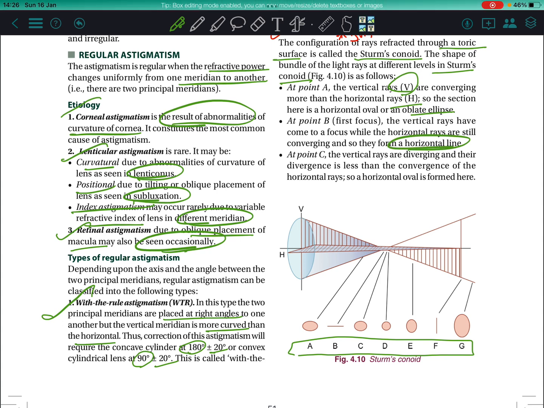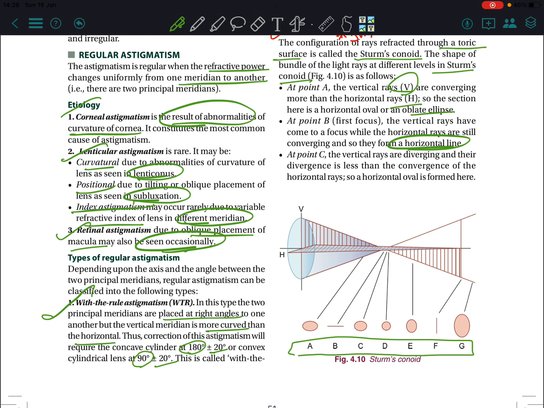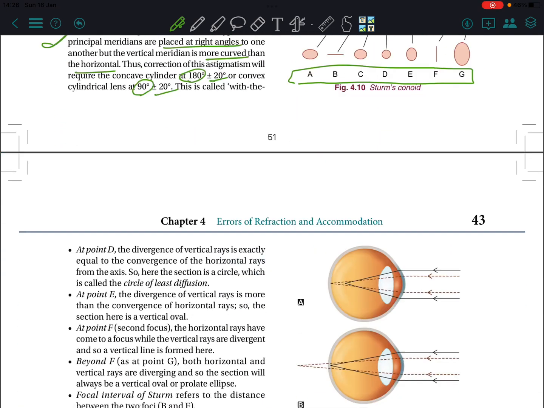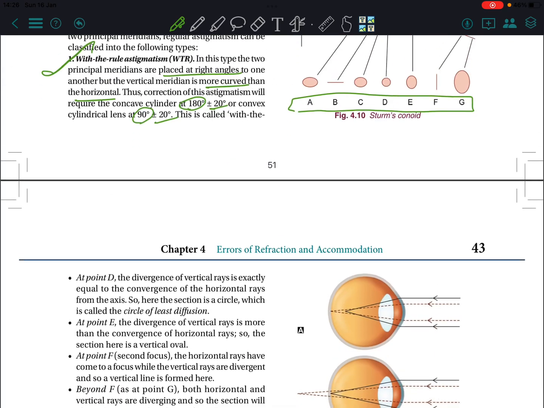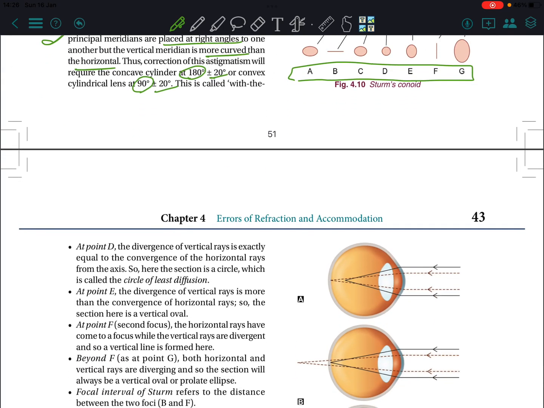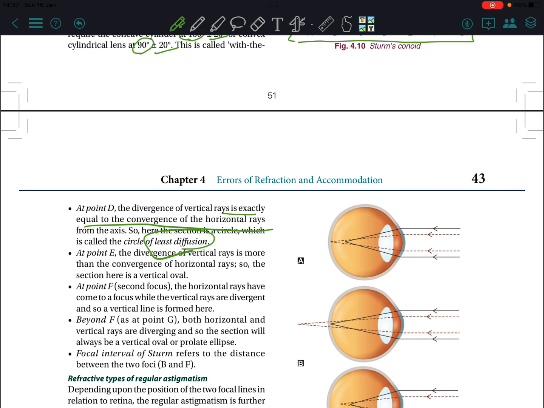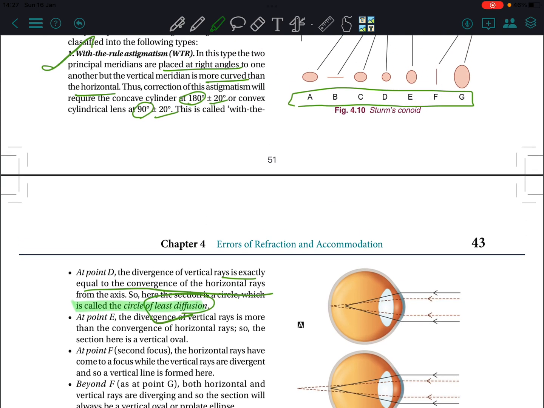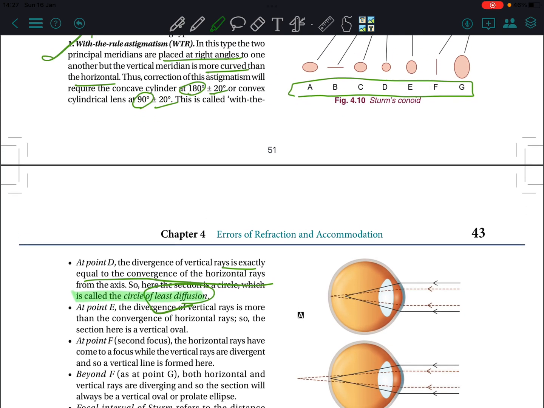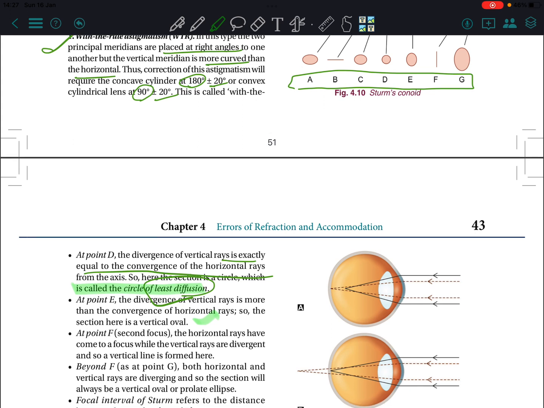At point C, the vertical rays are diverging and their divergence is less than the convergence of the horizontal rays, so a horizontal oval is formed. At point D, divergence of vertical rays is exactly equal to convergence of horizontal rays, so it forms a circle of least diffusion. This is called the circle of least diffusion.